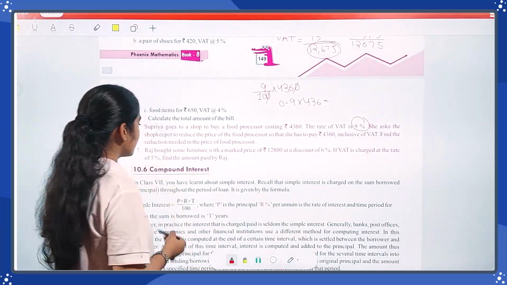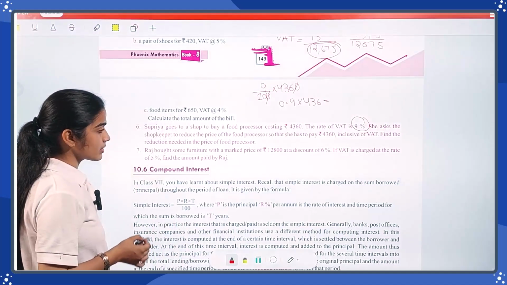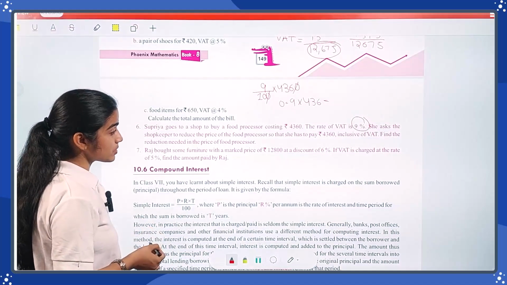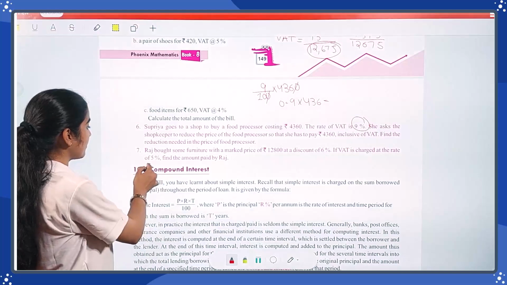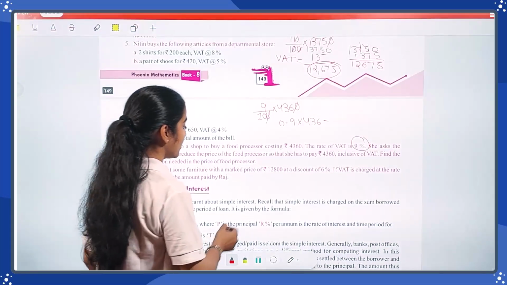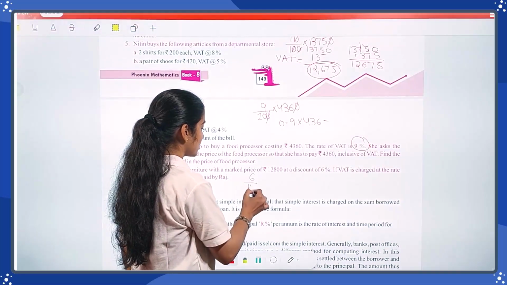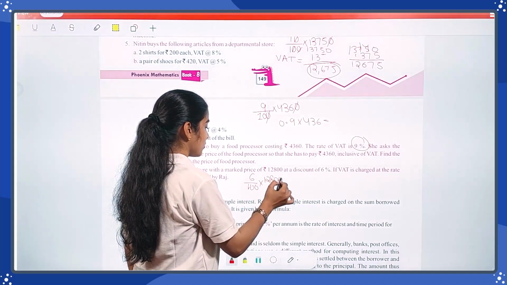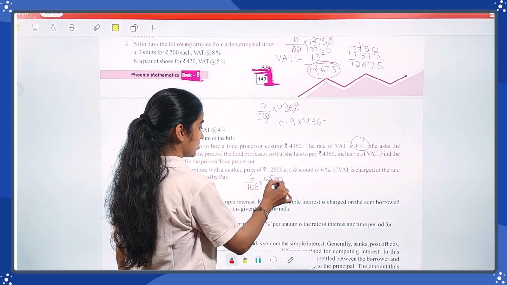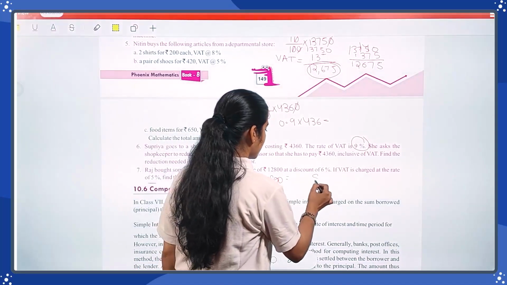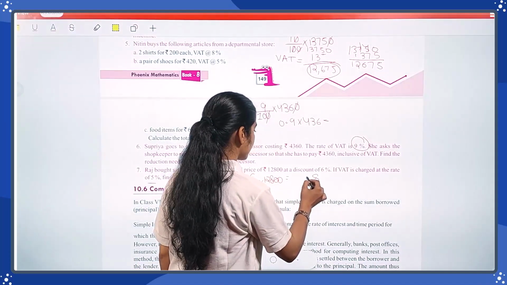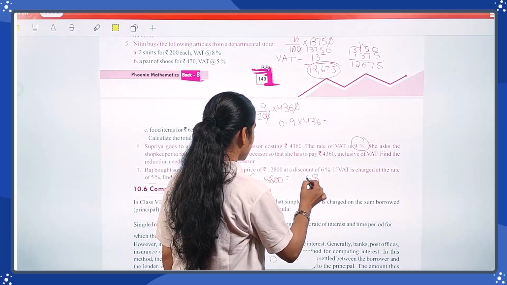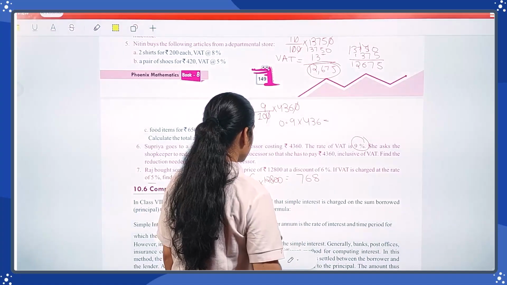Now, Raj bought some furniture with a marked price of 12,800 at a discount of 6%. If VAT is charged at the rate of 5%, find the amount paid by Raj. So, first of all, you have to find the 6% of 12,800. Whichever answer you have, which is this. Now, 6 8s are 48, 6 2s are 12, 12 plus 4 is 16, 6 1s are 6, so 768.